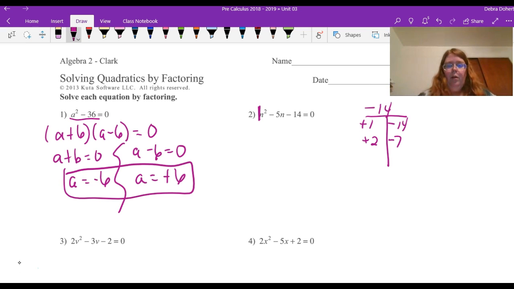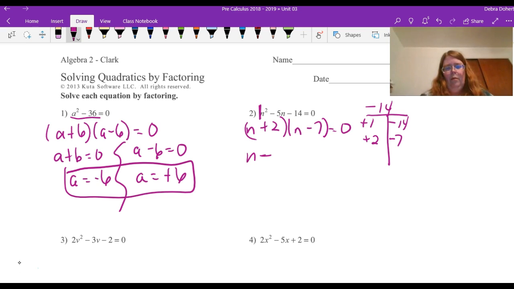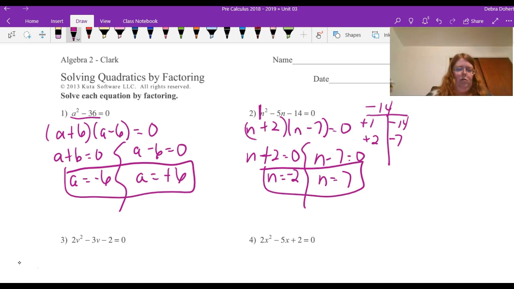So we're going to write that as the terms n plus 2 and n subtract 7 equals 0. Each term is set to 0: n plus 2 equals 0, and n subtract 7 equals 0. This one's true when n equals negative 2, and this one's true when n equals 7. Put a box around your answers.